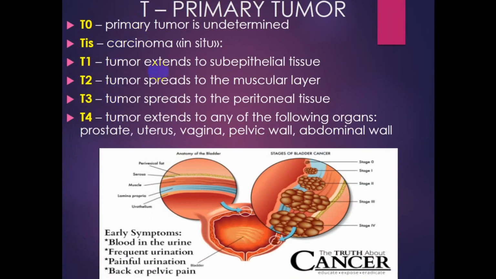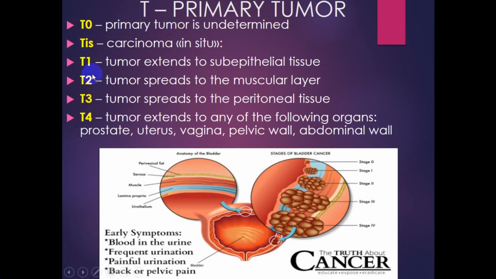T is the primary tumor, as you remember, from T0 to T4, but we can see a new point, Tis, carcinoma in situ. That means that the tumor doesn't go over the basal membrane of the cell.